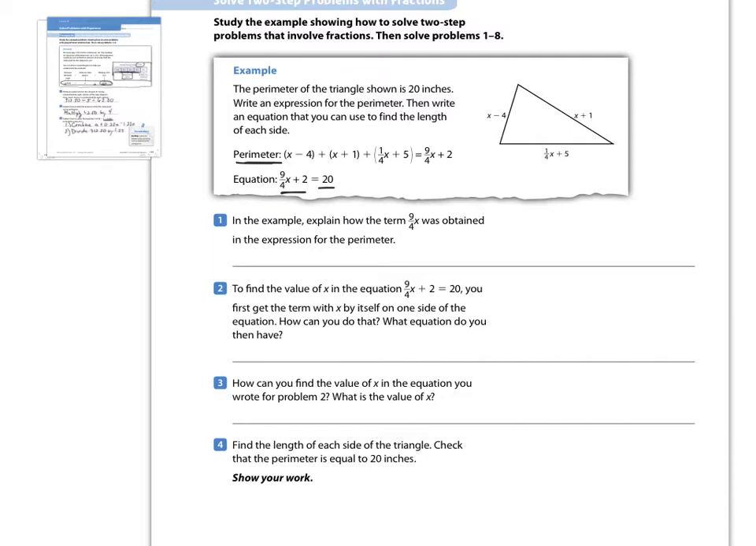Now, if we look at the expression, if I combine those terms, so x plus 1/4 x, same variable raised to the same power, I combine those terms, I get 2 1/4 x. If we change that mixed number, 2 1/4, multiply the denominator times the whole number, and then add the numerator, 4 times 2, 8, plus 1 more, 9. So we would have 9/4 x. This is where they're getting this 9/4 in that equation, by combining like terms.